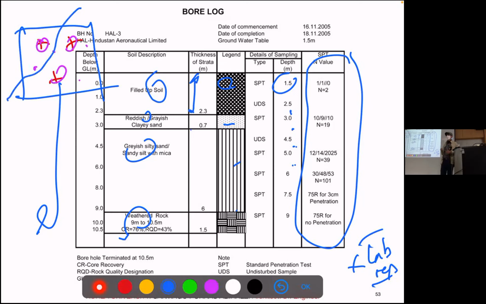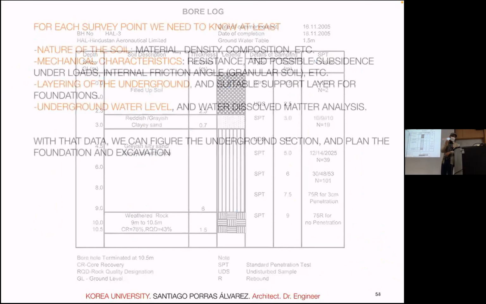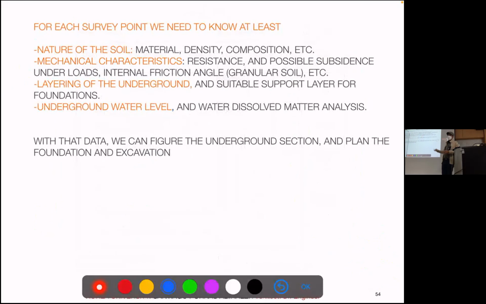And you know when you excavate. So this is great. And this is the kind of report you get: the nature and also the mechanical characteristics. Probably this is what you need to know better. Layering and water level are important because then you can preview how to make the excavation and how to make those basement walls later.